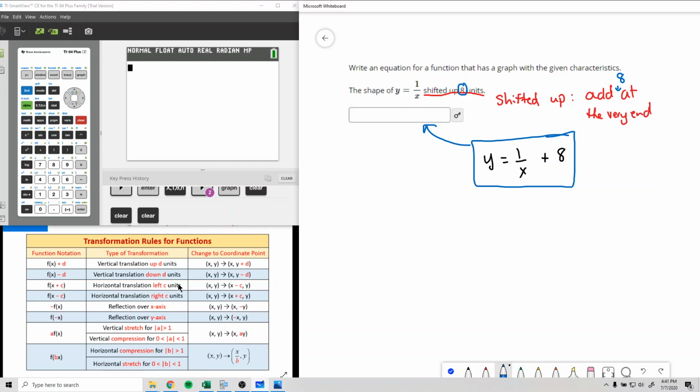The translations left and right are adding and subtracting on x, but they do the opposite. So when you go left, it's plus. When you go right, it's minus. And then reflections have negative signs on them. If you reflect over the x-axis, it's negative in the front. Reflect over the y-axis, it is negative on the x. And then if you stretch or shrink, you just multiply the function by a. We won't be doing this one, so don't worry about that last one.